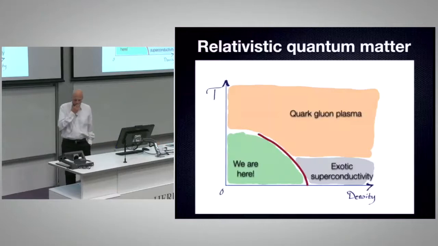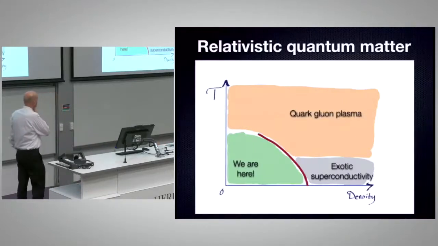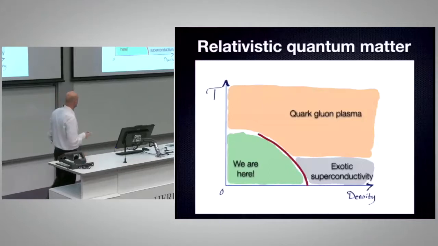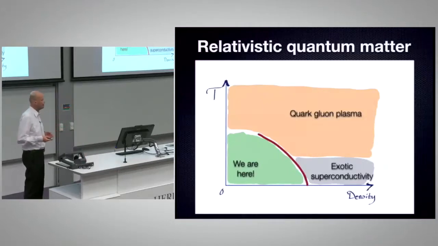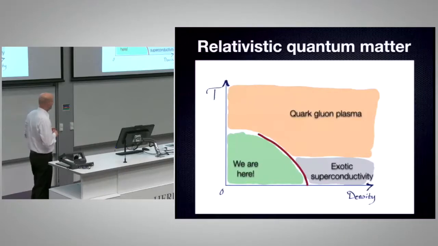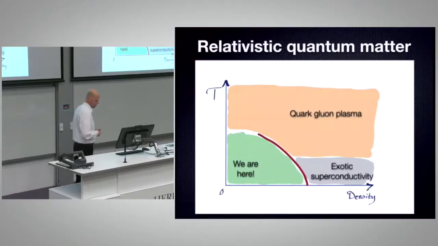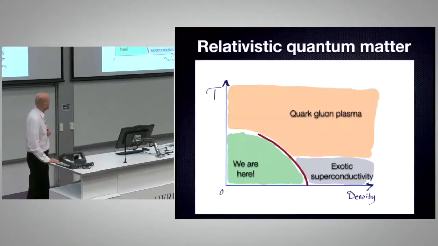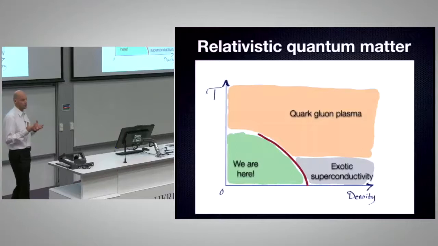Then that takes us to this challenge here. So what we're looking at here is a phase diagram. Phase diagram means that we're looking at states of matter which depend on, in this case, two parameters, the density and the temperature or energy. So what is sketched there is what's called the quantum chromodynamics phase diagram. It's the way we understand how matter really behaves and how it's put together.